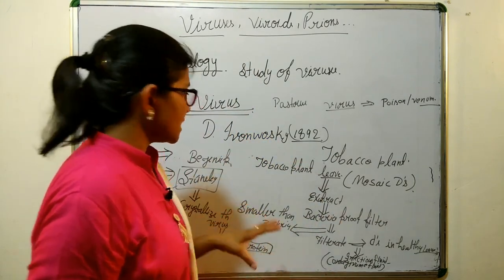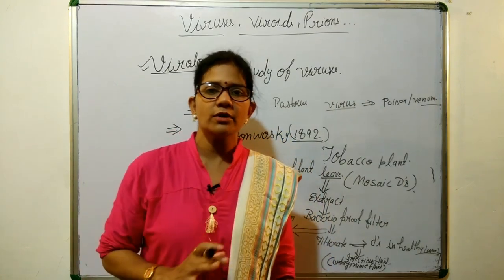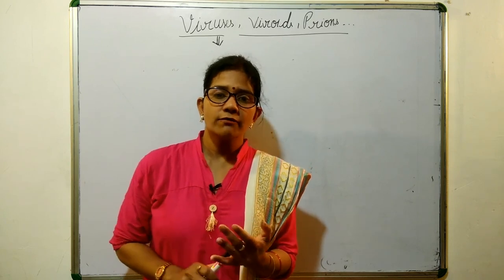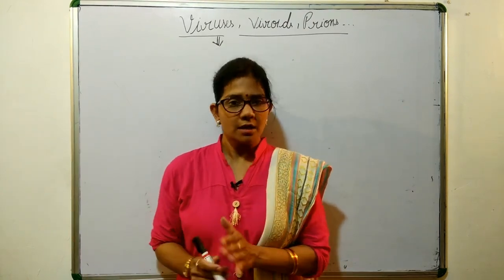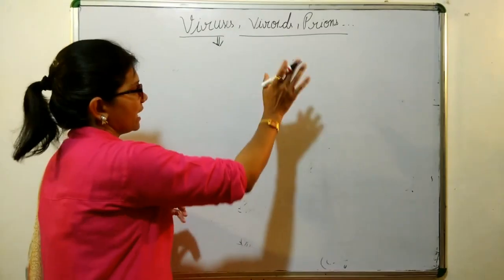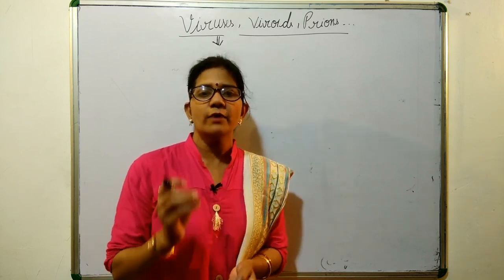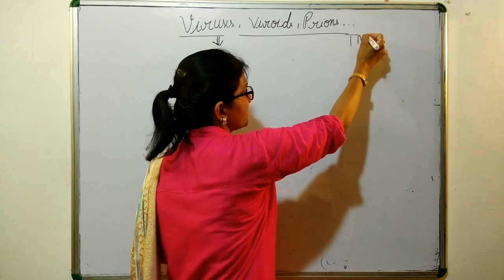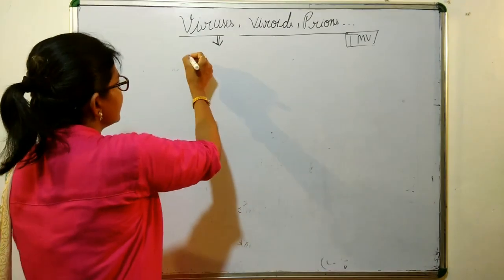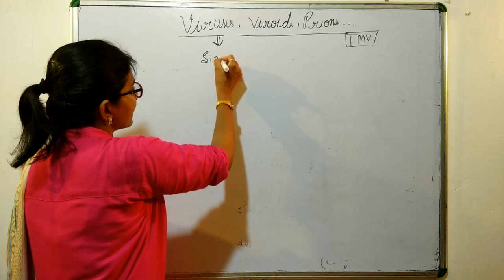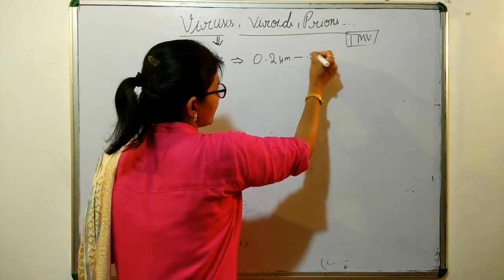So now let's see the structure of the viruses, or the important morphology: size, shape, structure, everything. These are highly variable among the viruses. As we have seen, Stanley was the first who crystallized a virus, and that virus was TMV. So the whole study started with TMV, tobacco mosaic virus. Let's see its size. Size usually varies from 0.02 micrometer to 0.3 micrometer.